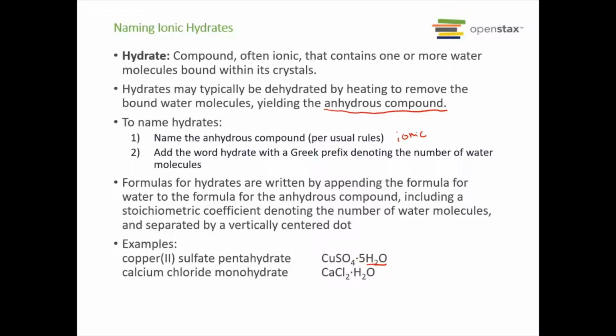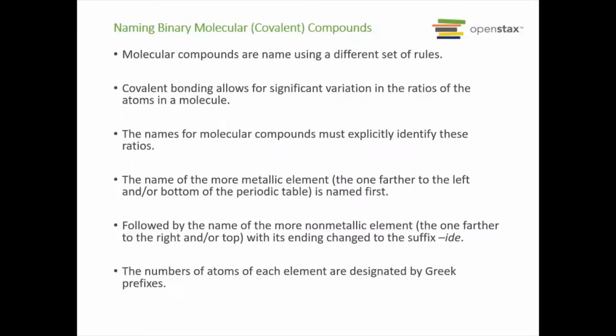So for instance, copper(II) sulfate pentahydrate. Copper(II) means it's copper 2+, and then sulfate, SO4, which from the table is 2-, which means this has to be 1-to-1: CuSO4. So there's the copper sulfate. And then it says pentahydrate, so dot, penta means 5, hydrate, water. Calcium chloride monohydrate is calcium chloride dot H2O. You don't need to put the 1 if there's only 1. You don't have to actually write a 1.